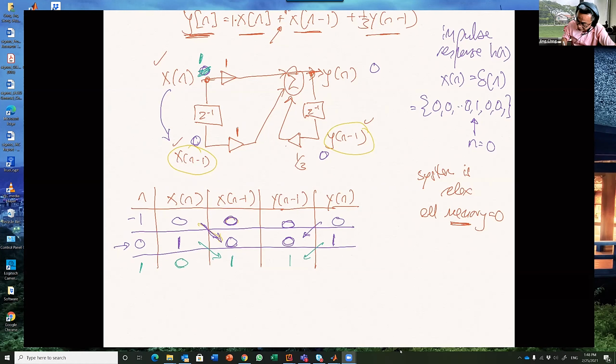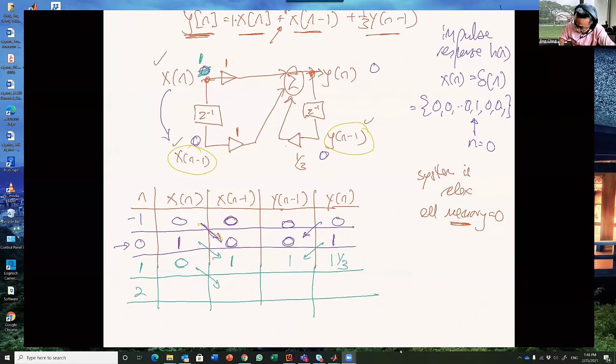And now we have this table again, and all the values are present except y of n. So y of n is equal to 1 plus 1/3, that is 4/3. Now we draw the next table, time 2. This guy flows to here, 0. Input is 0. This guy flows to here, 4/3. The output is 4/3 multiplied by 1/3.